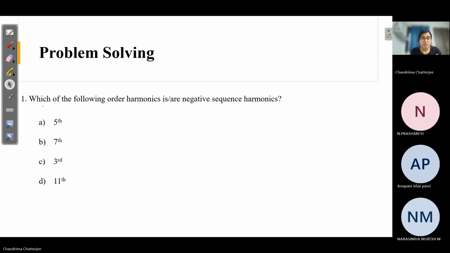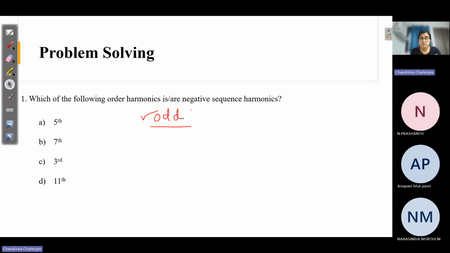Okay, so first question. Which of the following order harmonics is or are negative sequence harmonics? Okay. We just now discussed that if the conduction is partial conduction, that means the current is discontinuous, it is not flowing continuously, then some harmonics are introduced in the current. And usually we get odd harmonics. We don't get even harmonics, we get odd harmonics because the currents are symmetric. Okay. There will be half wave symmetry, all these things. So odd harmonics we get.